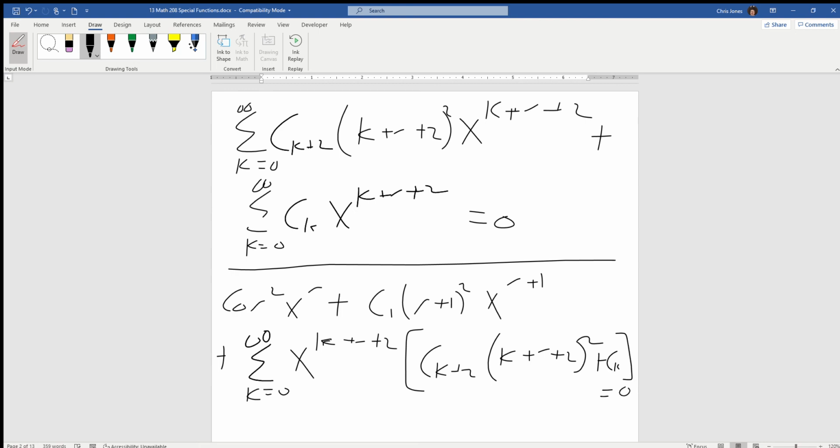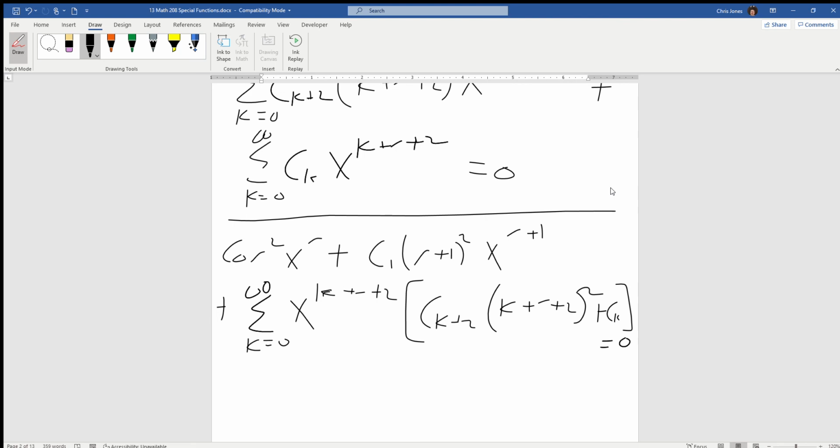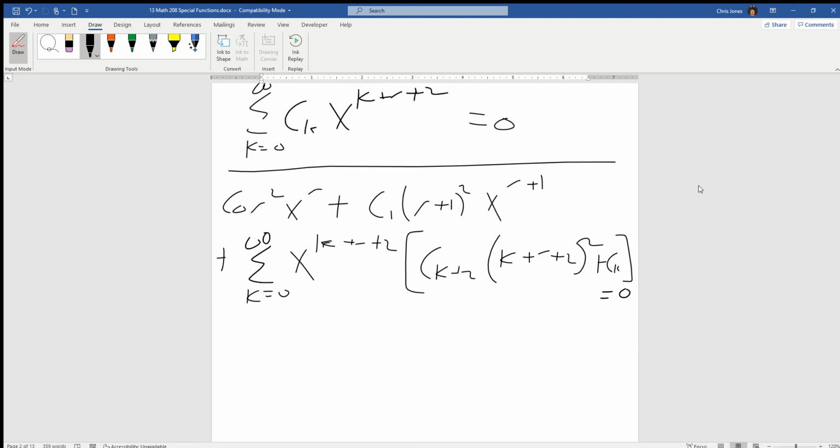And that should be equal to 0. All right. So now we're at the point where we can go ahead and try to find a recurrence relation and then also set up a system. All right. Now, we already know one trivial solution is when x equals 0.